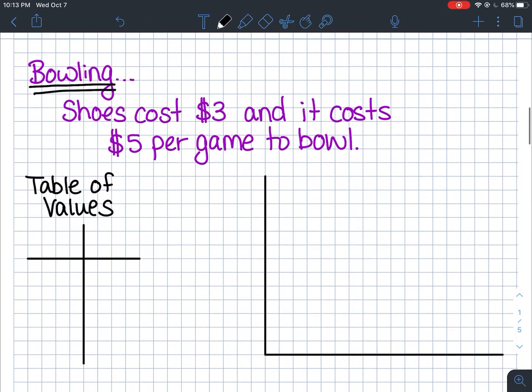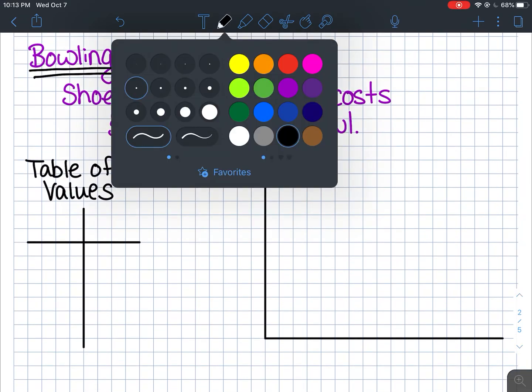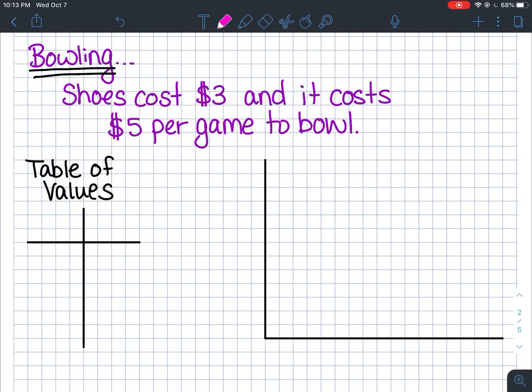Okay, let's take a real life scenario here and see what happens. You're going bowling. Let's say shoes cost you $3, and it costs you $5 per game to bowl. So this shoe cost, the $3, you have to pay even if you don't bowl. Maybe you buy your shoes and then you're like, I don't want to bowl. You still paid for your shoes. And then this game cost, you just have to pay when you play a game.